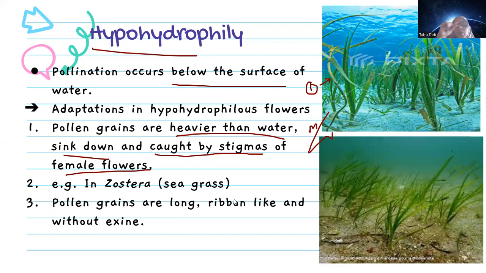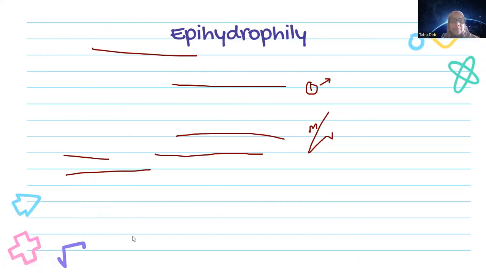And what will be the characteristics of the pollen grains? They will be long, they will be ribbon-like, and they will not have any spikes or thorny structures like the outer covering which we discussed earlier in the structure of the pollen grain, that is exine. So pollen grains will be long, ribbon-like, and without exine.